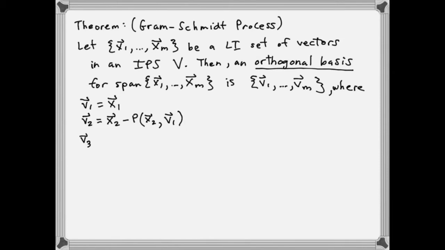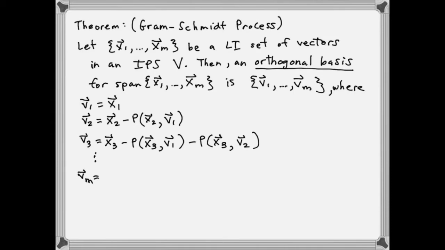What about V3? The way you get the third vector is by taking the third vector in our original list and then subtracting away its projection onto the other two vectors we've already created. So minus P of x3 onto V1, and then also subtracting away P of x3 onto V2. So each time we take a vector and we subtract away its projections onto the other two, and so what we're doing is we're getting a brand new vector that is orthogonal to each one. You continue this process, and the last one will be Vn.